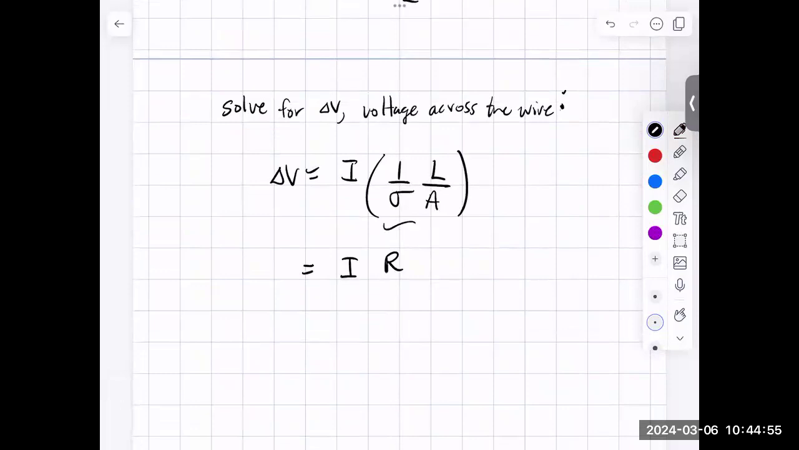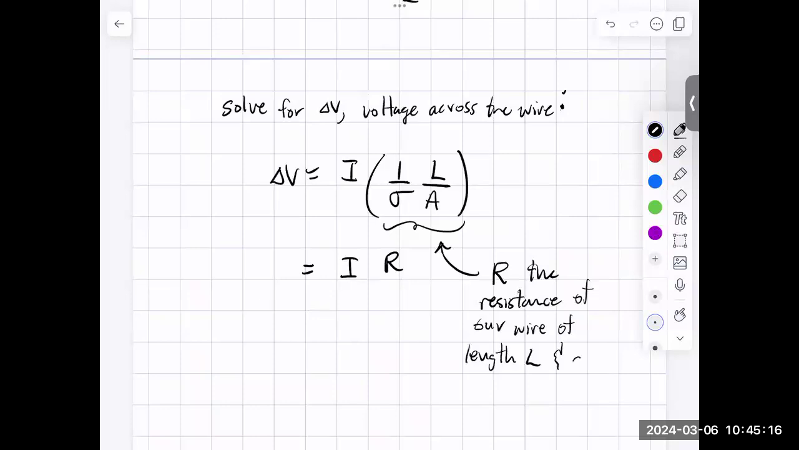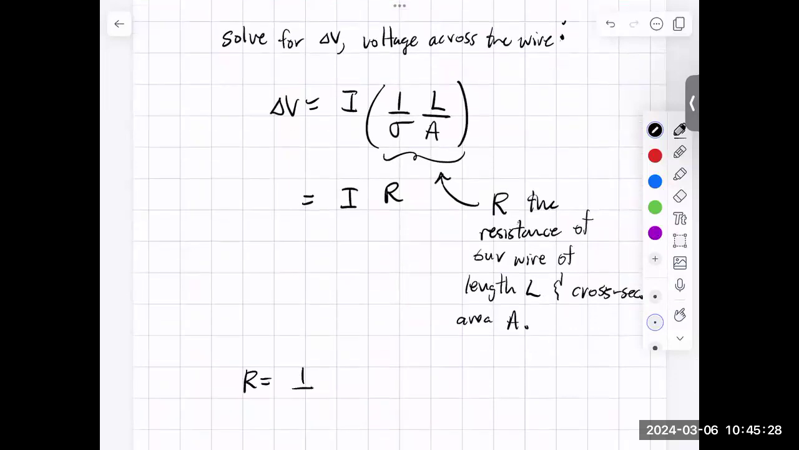And so that means that all of this is R, the resistance of our wire of length L and cross-sectional area A. Okay, so R is 1 over sigma times L over A. And this makes intuitive sense if you think about it a little bit.